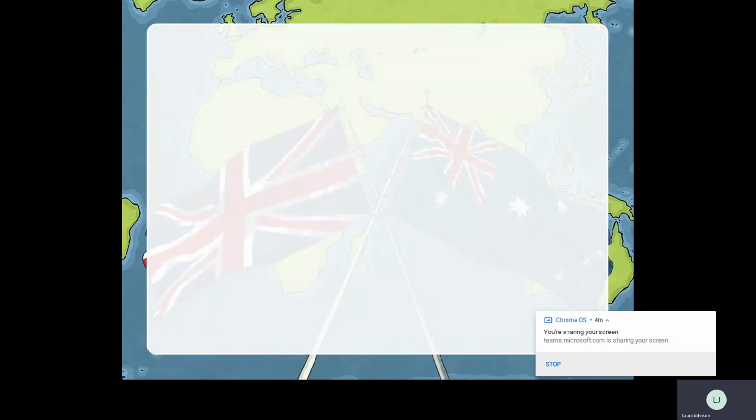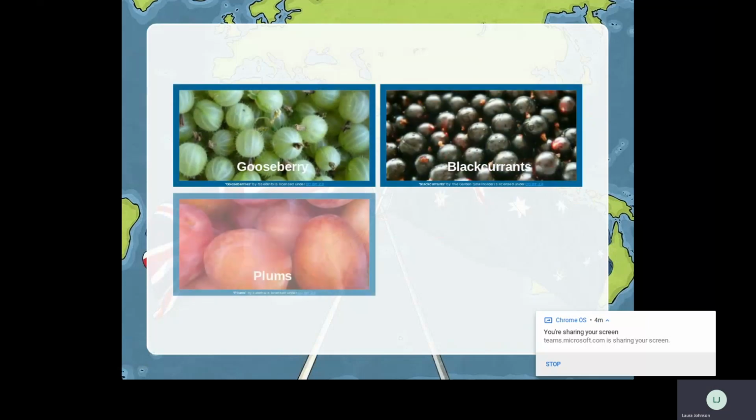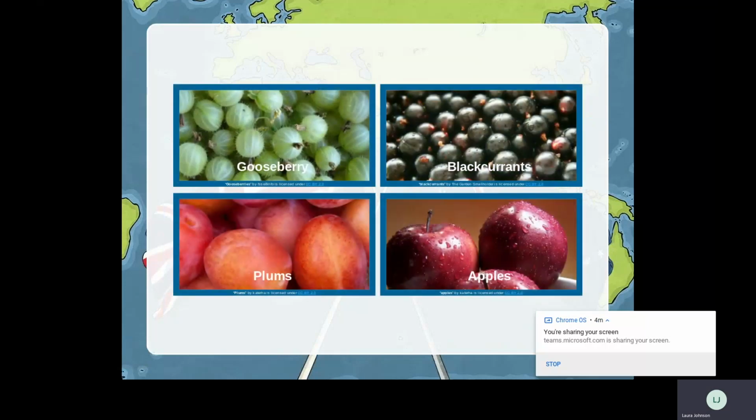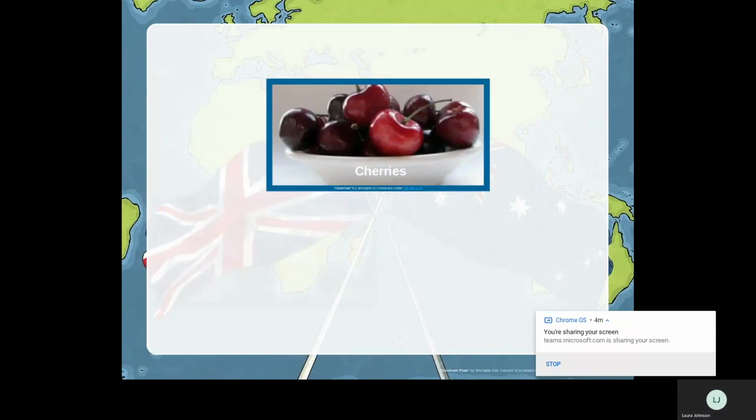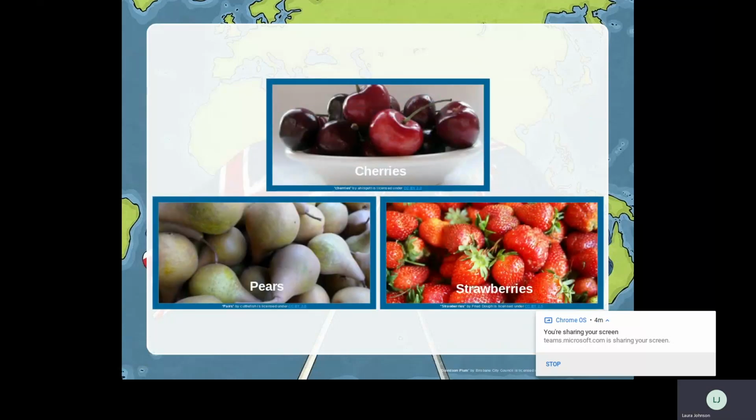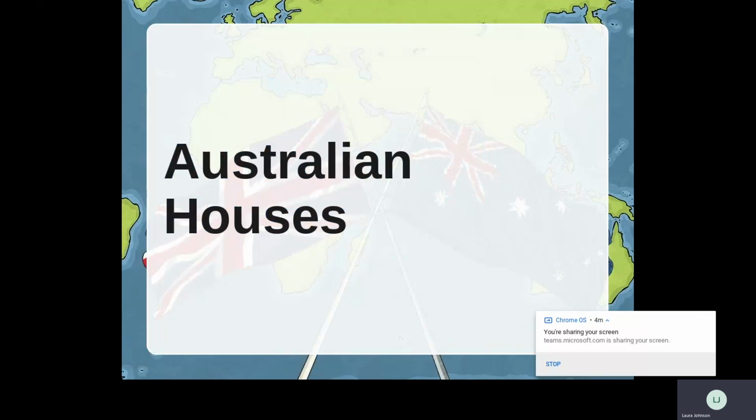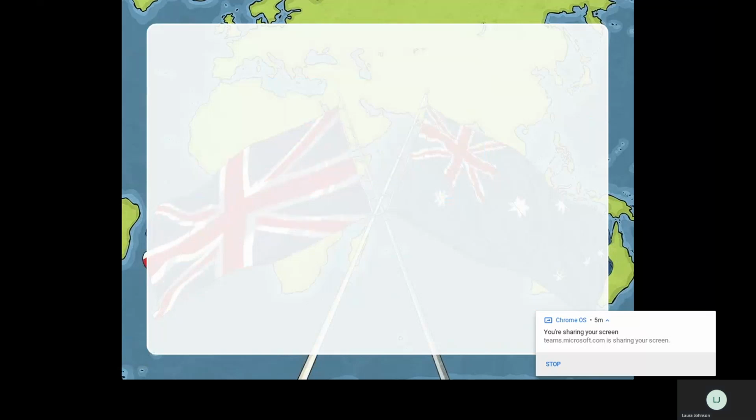Fruit in the UK. Gooseberries. Oh, a lovely gooseberry pie or crumble. Delicious. Black currants, plums, apples. These are all fruits that you should have heard of, maybe even tasted. Cherries, pears, strawberries. Let's have a look at the Australian houses, the types of homes that you might live in Australia.